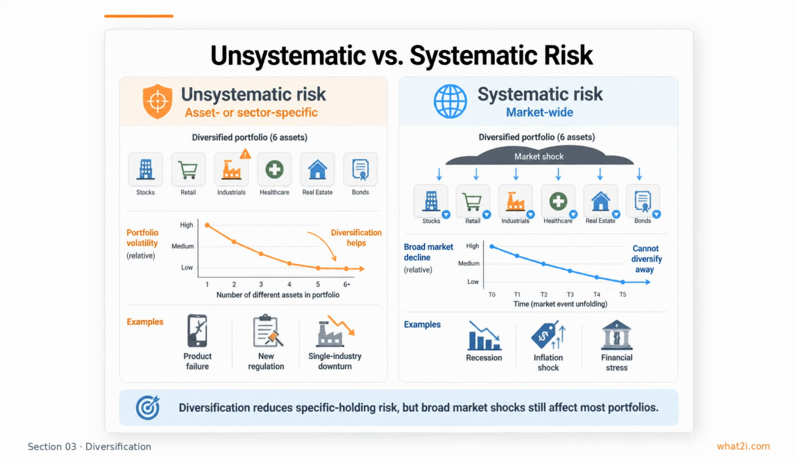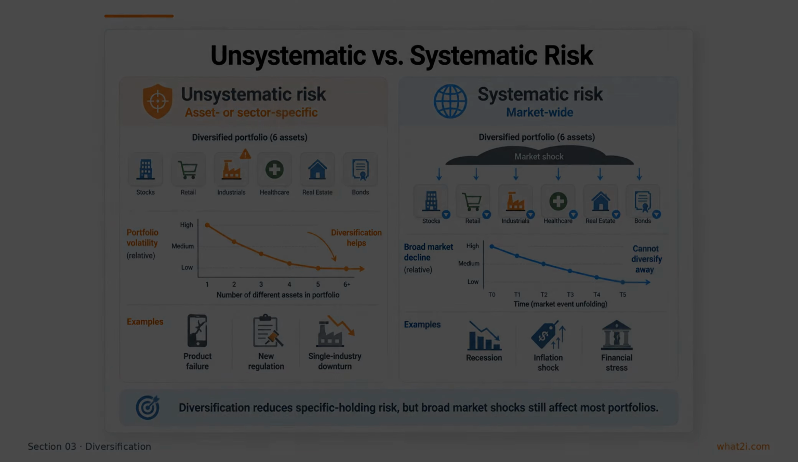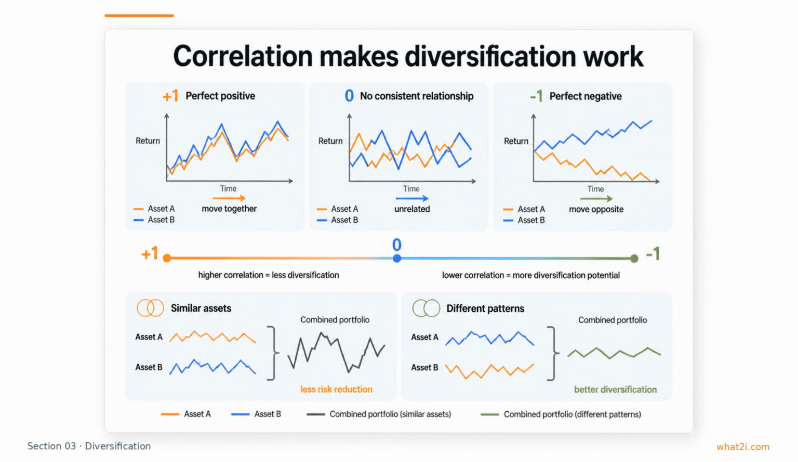But diversification cannot remove systematic risk, which is the broad market risk that affects many assets at once. Recessions, inflation shocks, and periods of financial stress can hit large parts of the market together. So diversification is powerful, but it is not a shield against everything. The reason diversification works is correlation. Correlation describes how two assets tend to move relative to each other.